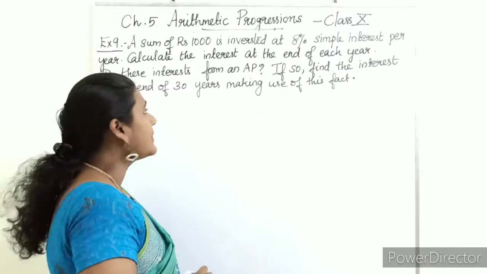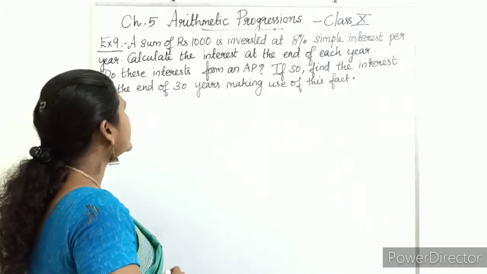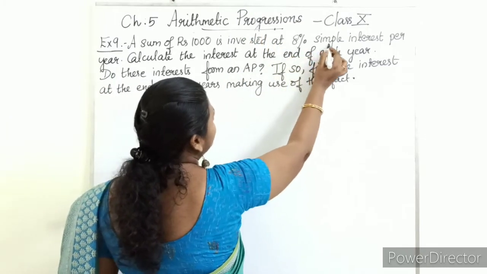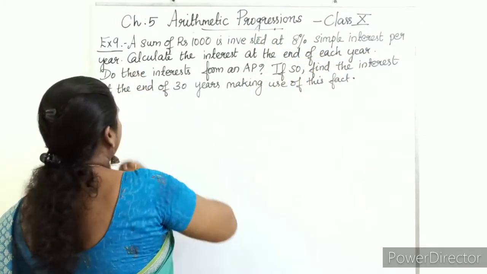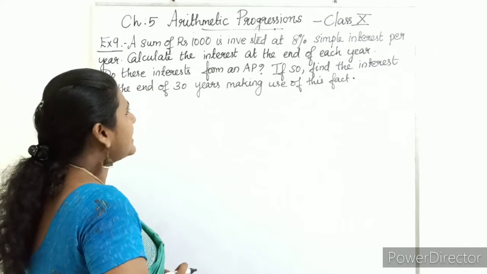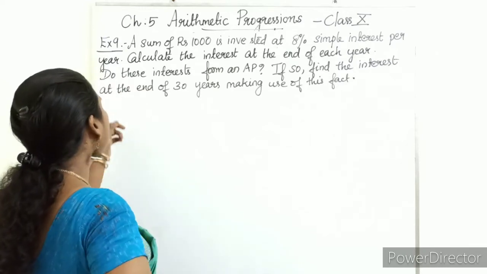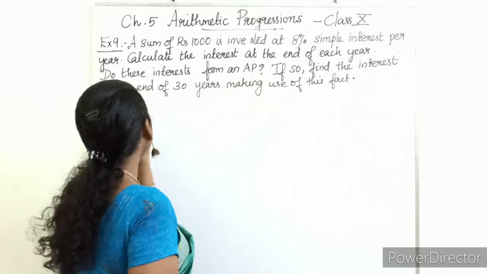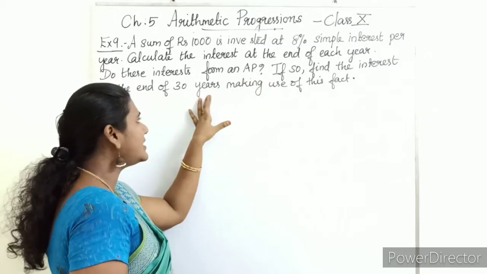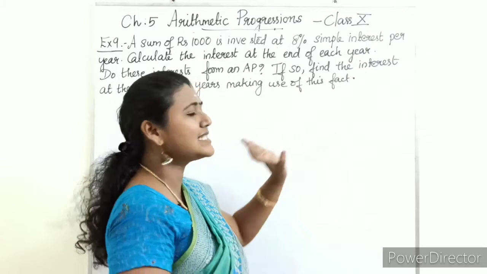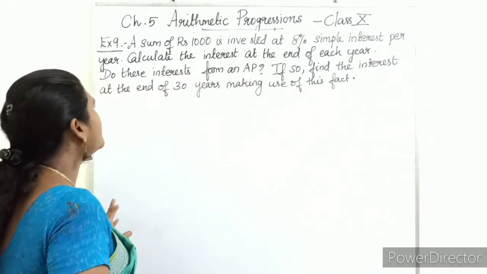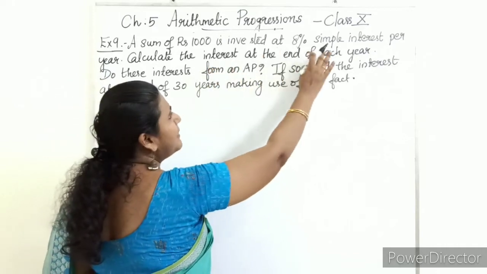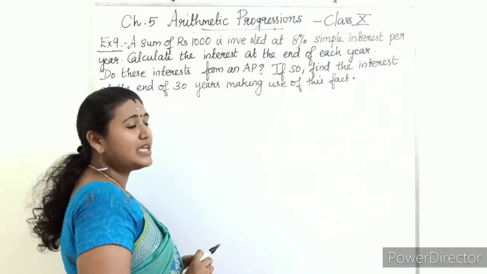Example 9. A sum of ₹1000 is invested at 8% simple interest per year. Calculate the interest at the end of each year. Do these interests form an AP? If so, find the interest at the end of 30 years making use of this fact. So what you have to find out here? We have to find the simple interest at the end of each year.